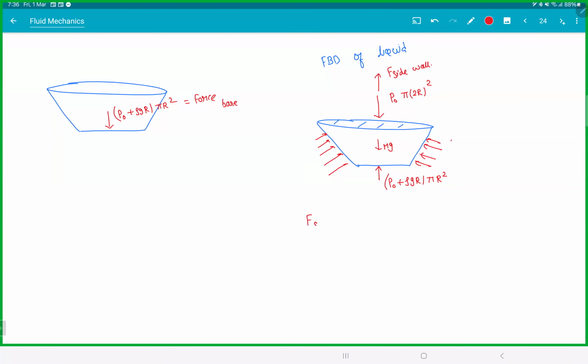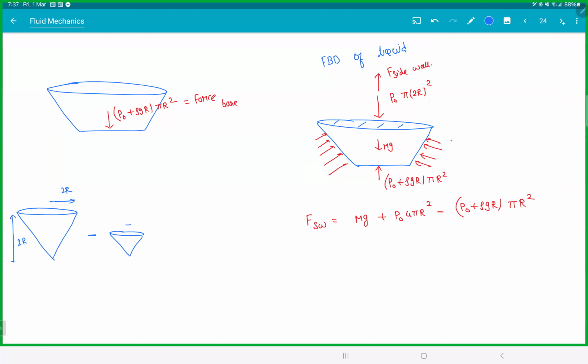So the force due to the side walls, I'll write as SW, is mg plus P naught 4 pi r square minus P naught plus rho g r into pi r square. I know everything here. I just need to find the value of m. How will I get m? If you take a full cone, this was 2r and this was 2r. From the full cone, if you subtract this small cone of radius r and height r, then we will get our frustum that we took.